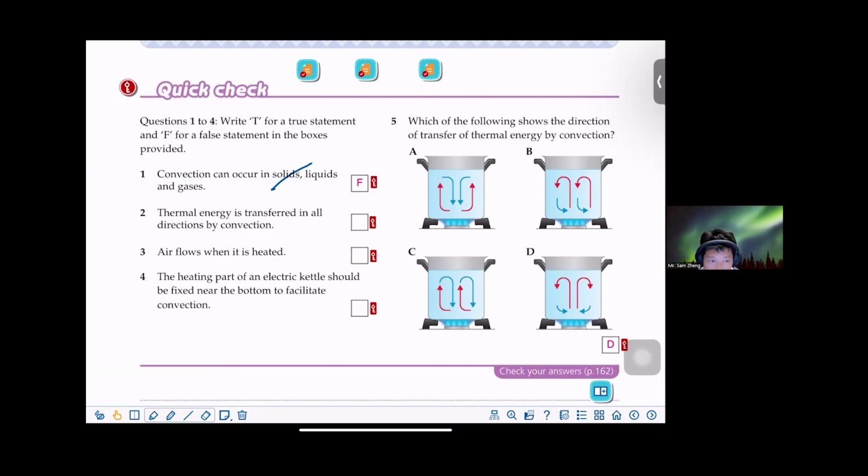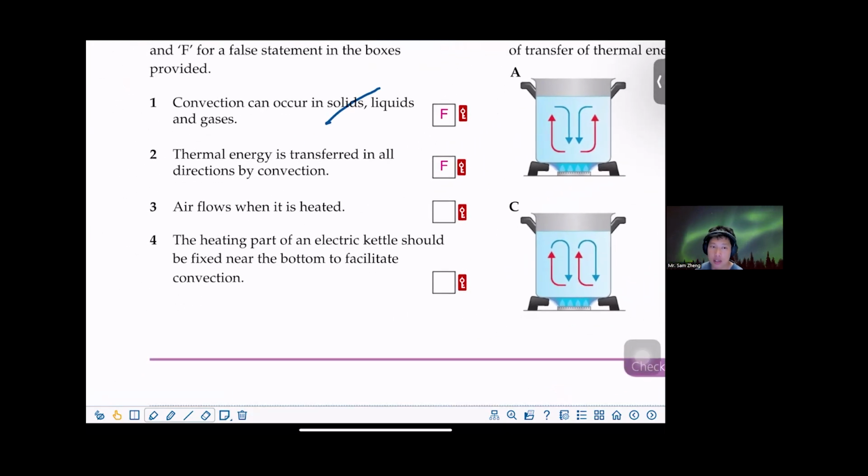Now, the second question: thermal energy is transferred in all directions by convection. So is it all directions? You need to think about it. Does it go in all directions, or does it have a particular direction? In fact, it has a particular direction. It will not go in all directions, but in one direction. For example, the thermal energy will cause the warm air to go upward, but not rightward or leftward or downward, only upward. So it is not transferred in all directions. It transfers in a particular direction. Is it clear?